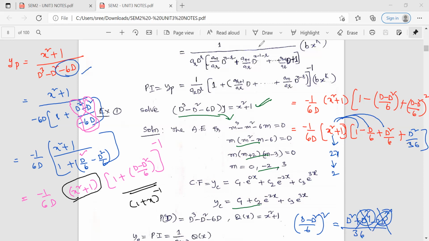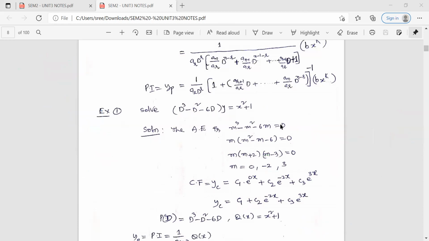Now I multiply with x square plus 1. See, minus 1 by 6d, x square plus 1 into 1, x square plus 1, minus d of x square plus 1 into 2x by 6. Again d square by 2 by 6 plus 2 by 36. By simplifying, we get the YP. After that, we write YC and YP, and we get the solution.